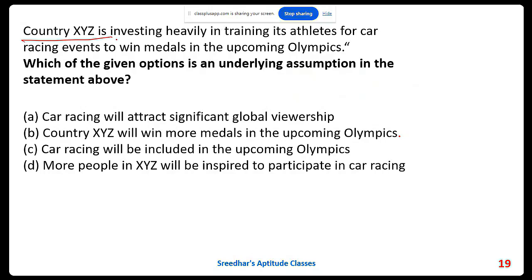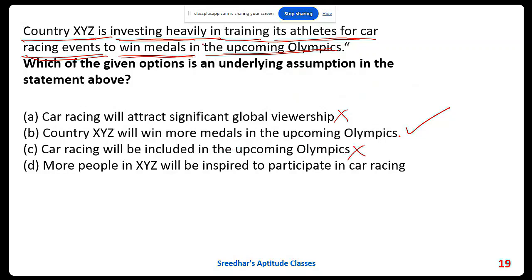Country XYZ is investing heavily in training its athletes for car racing events to win medals in the upcoming Olympics. Right? So that means country XYZ is investing heavily in training its athletes for car racing events to win medals in the upcoming Olympics. Now, first assumption, car racing will attract significant global viewership. That is not the assumption, right? And country XYZ will win more medals in the upcoming Olympics. Absolutely. Car racing will be included in the upcoming Olympics.